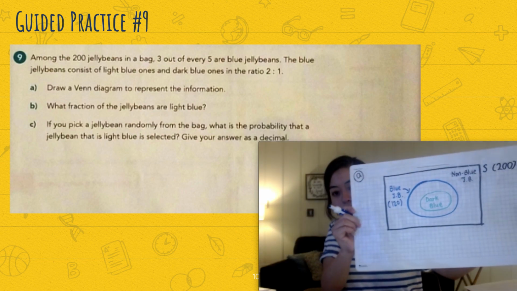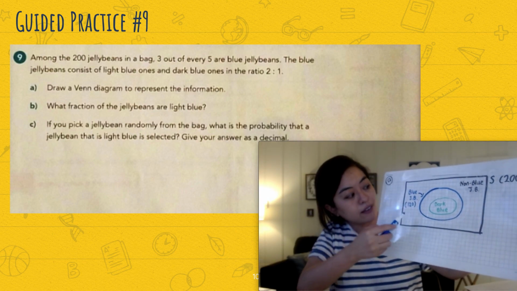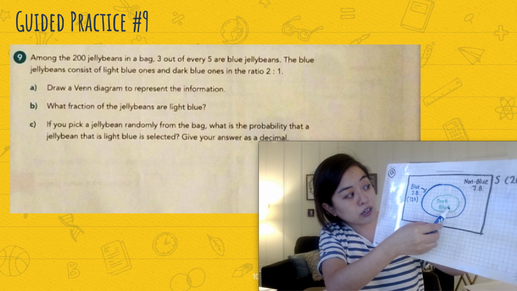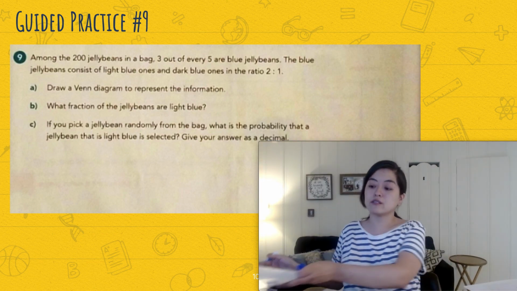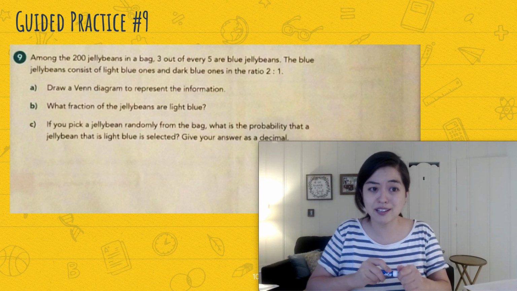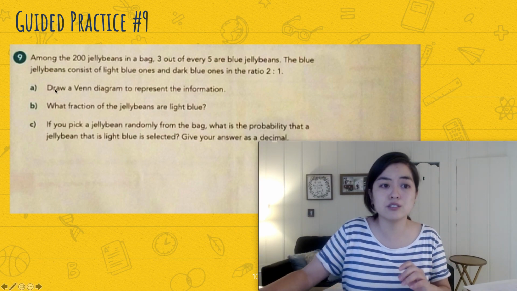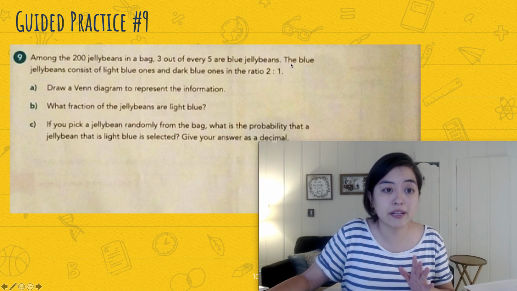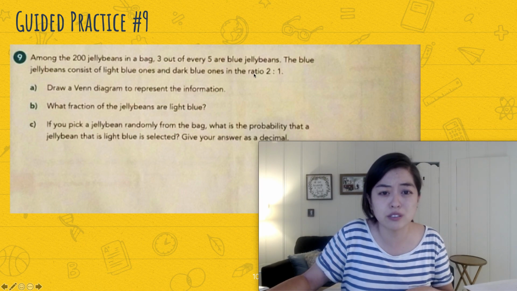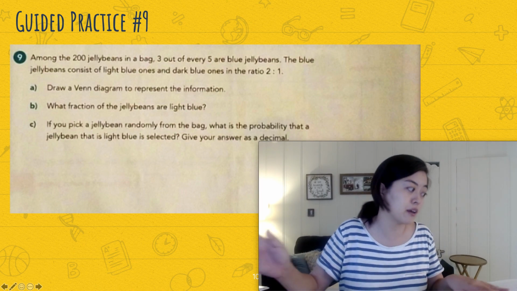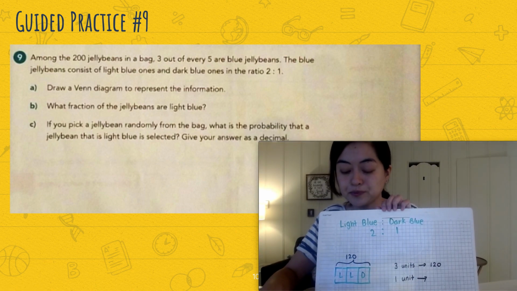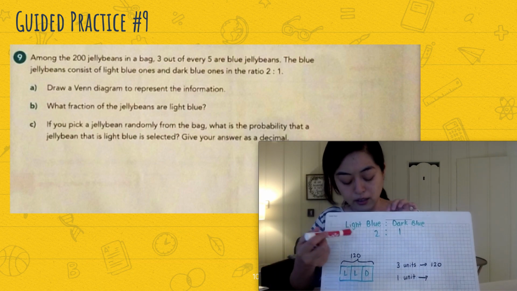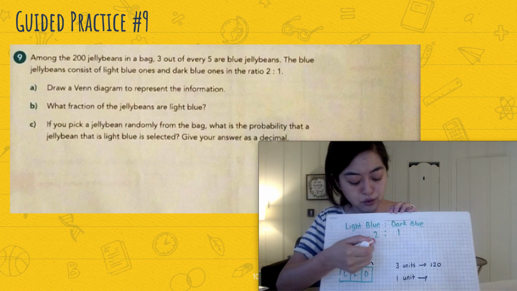So blue is 120. Now within the blue, there's some dark blue and there's some light blue, okay? So let's see how to figure that out, because I'm still not done writing the information in my Venn diagram. So let's look at more of the information. Now it says the blue jelly beans consist of light blue ones and dark blue ones in the ratio of 2 to 1, okay? So the ratio of light blue to dark blue is 2 to 1.